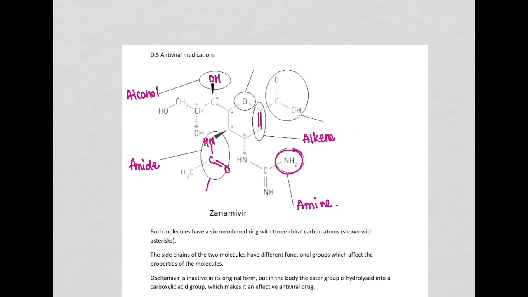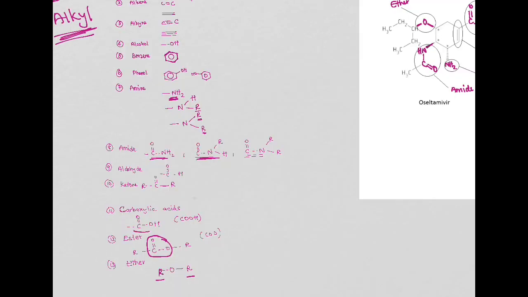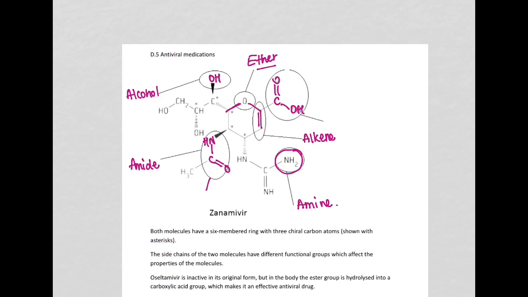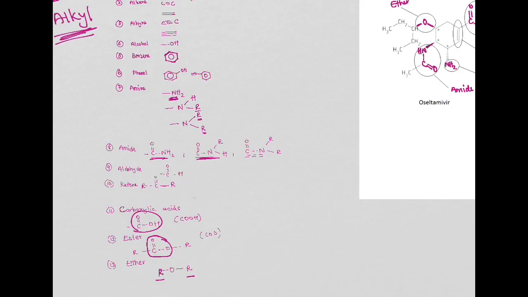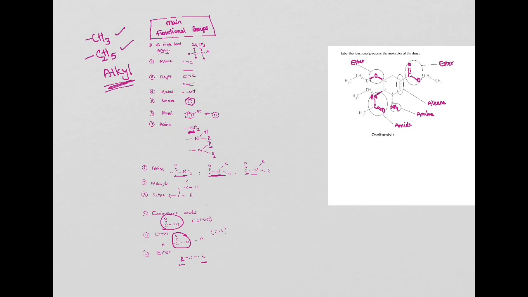And we can see again here you have the O linking two R groups. So this is ether. And then you have COOH. This is a carboxylic acid. So COOH, this is carboxylic acid. So you can use the list over here for now to identify any main functional groups in molecules given to you.